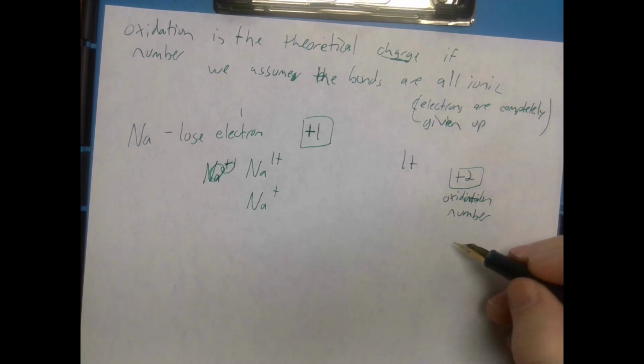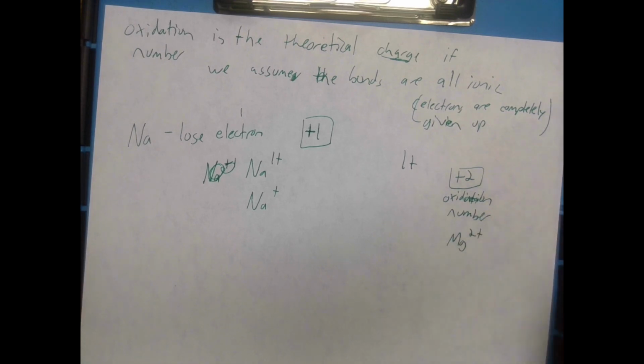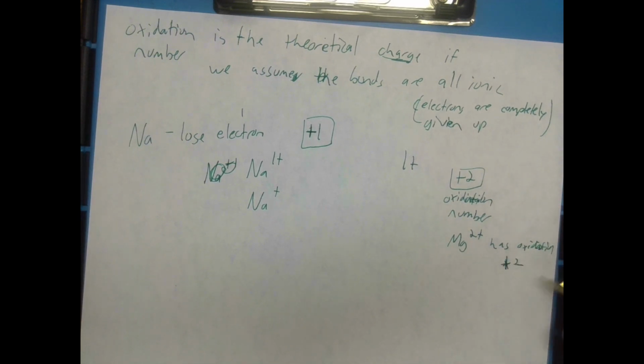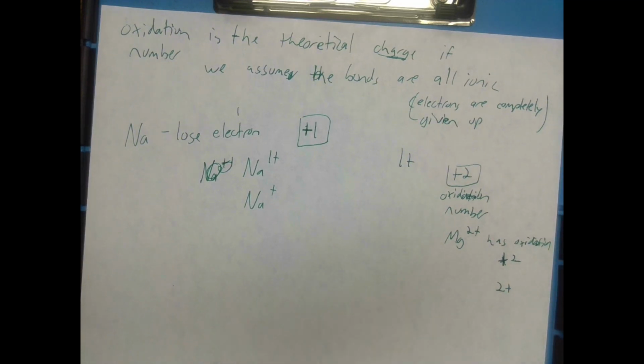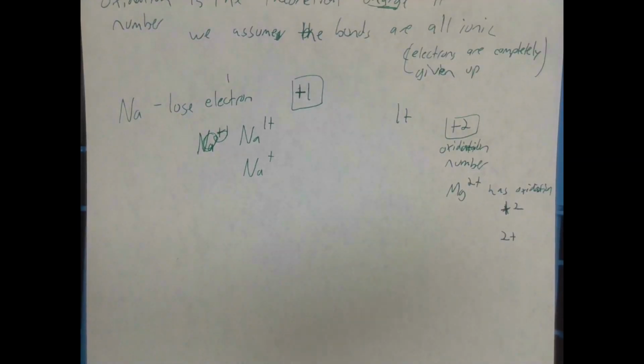But if an ion has a charge of 2 plus, so for example, magnesium 2 plus has an oxidation number of +2 and a charge of 2 plus. I'm not going to worry about this class, keeping that up. But if you learn it now and take chemistry, it would be helpful.